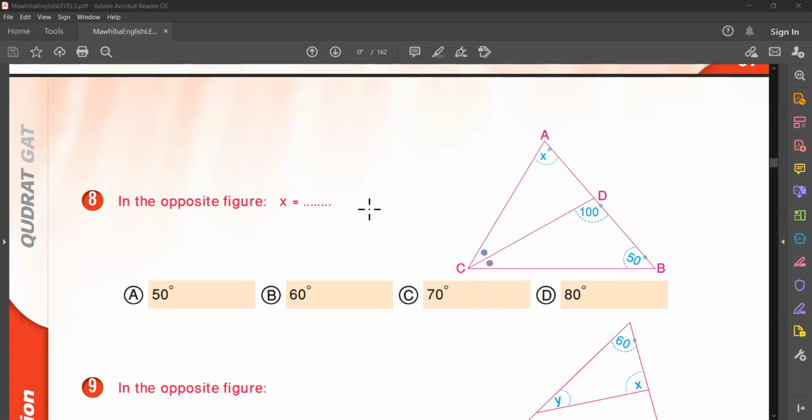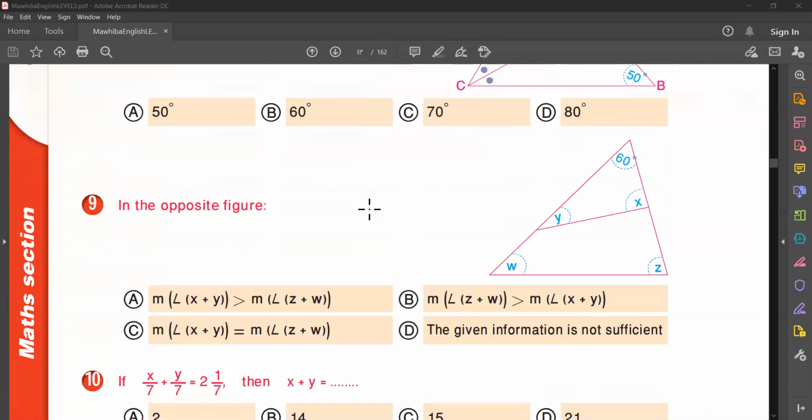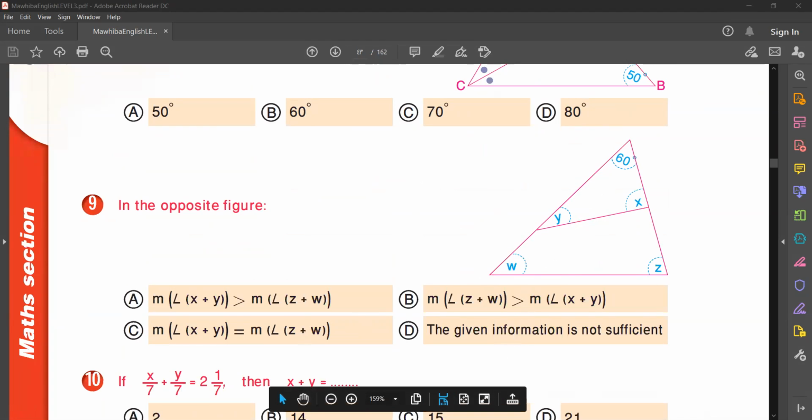Here, another example, number 9. In the opposite figure, here, how do I find the problems? Here I have 60, y, x, y, z, right? What is the problem? Pay attention, the angle opposite the longer side is greater. The angle is greater if you have 60, right?